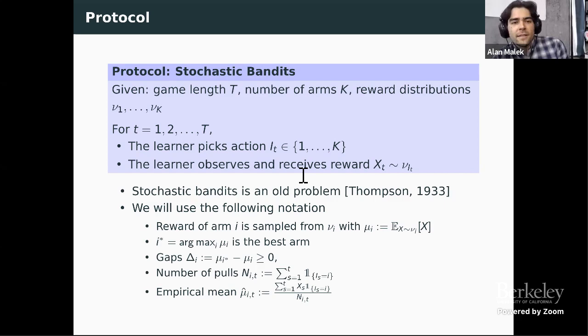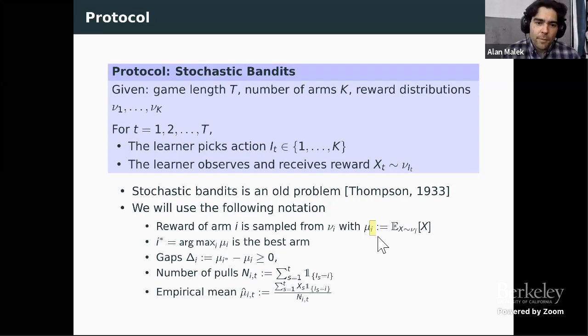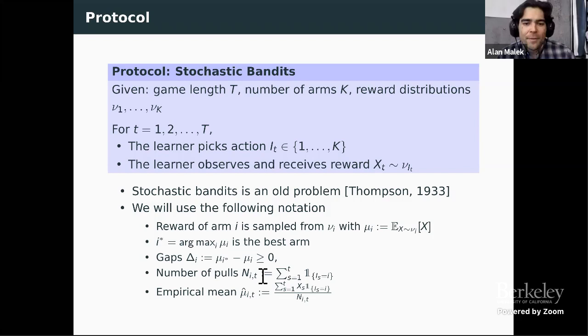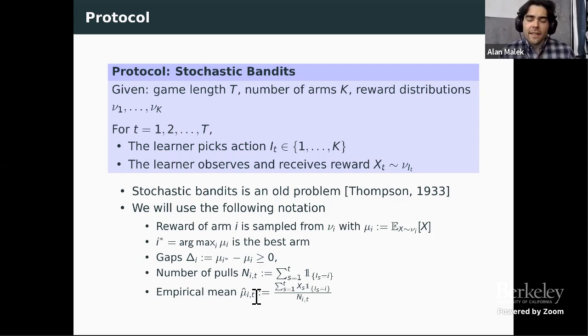We're going to let the best arm be I star, and we'll define the gaps, which is the gap of arm I, the difference between the best mean you can get and the mean if you played arm I. We'll also need to denote the number of pulls n sub it, which is the number of pulls of arm I up through the first t pulls of the algorithm. And then the empirical mean, mu hat of it, is the empirical mean of arm I on all of the samples you got from arm I up until time t.